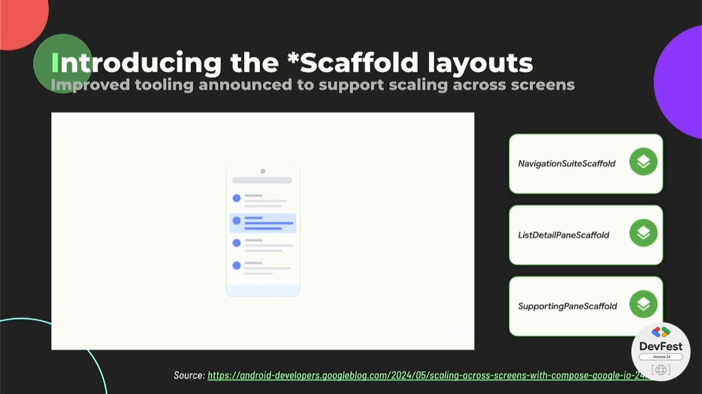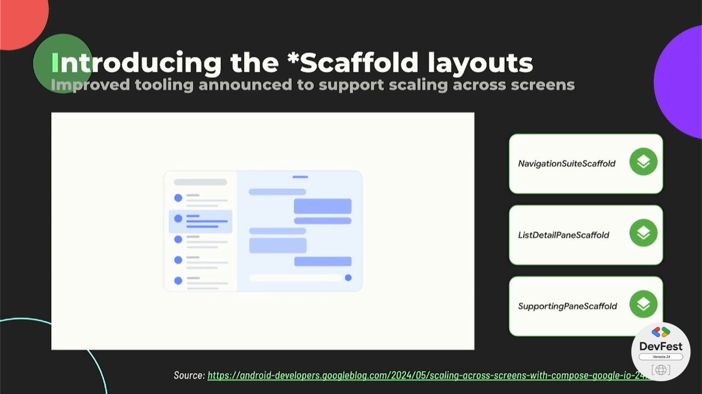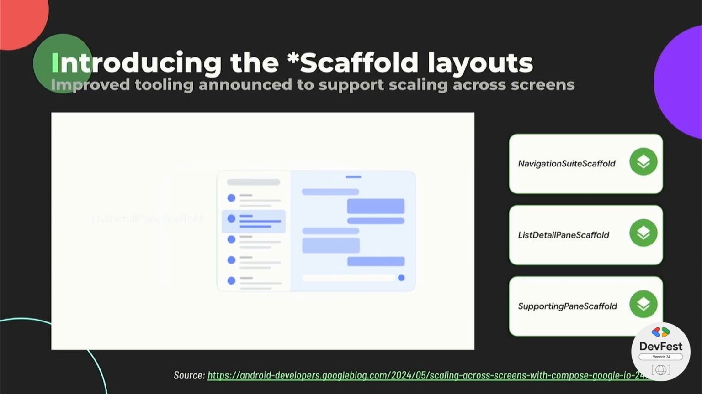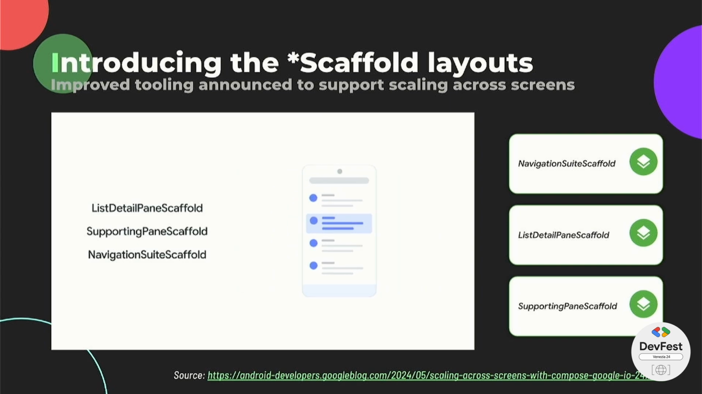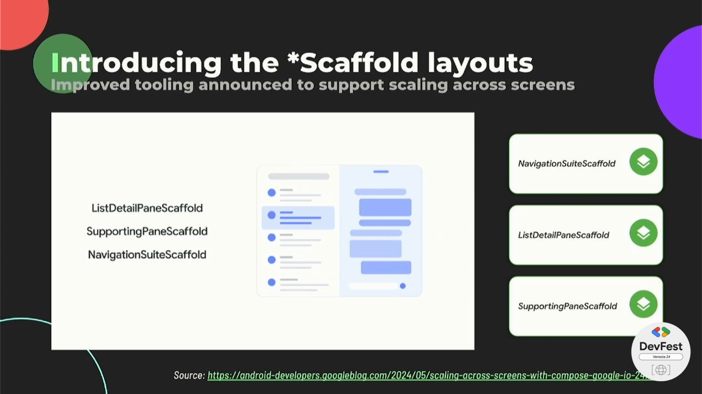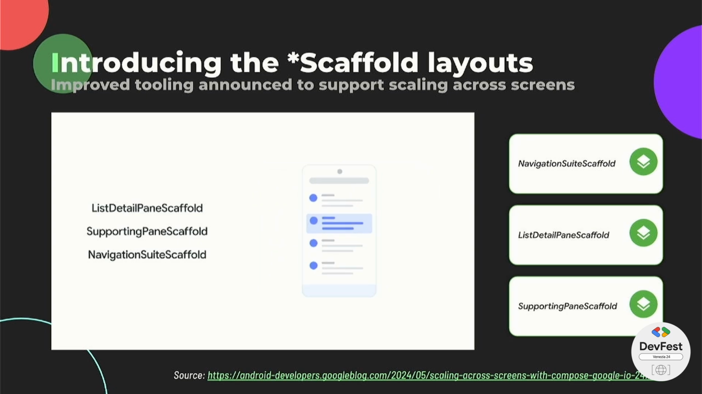They introduced 3 scaffold layouts. The first one is called Navigation Suite Scaffold, which gives you tools to give your users the right navigation option depending on which WindowSize class there is. Then you've got List Detail Pane Scaffold. Then you've got Supporting Pane Scaffold. And I'll touch on each one now.